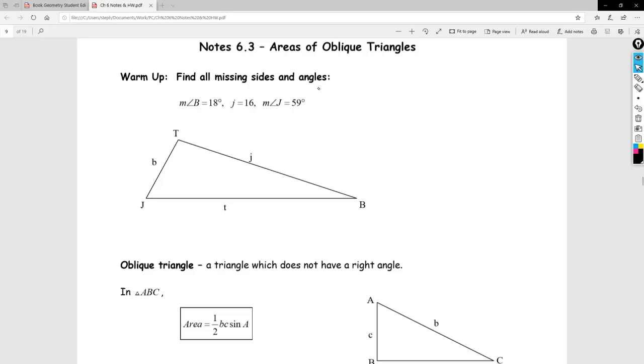Hi everyone, we are moving on to areas of oblique triangles. One of the more useful things that we'll learn in this unit because now we can find the area of any triangle even if we don't have the height. Okay, so first, just as a warm-up, they want us to find the missing sides and angles using what we already know. So go ahead and pause the video and try to work this out on your own first.